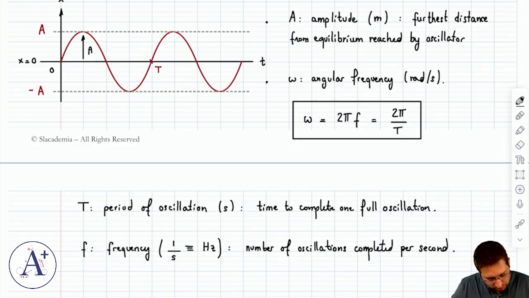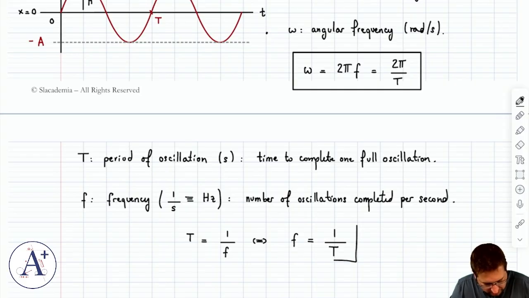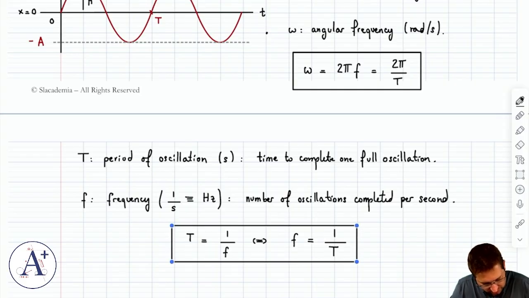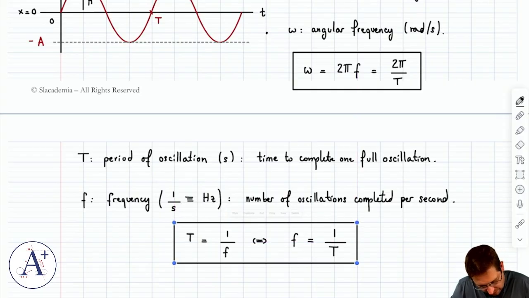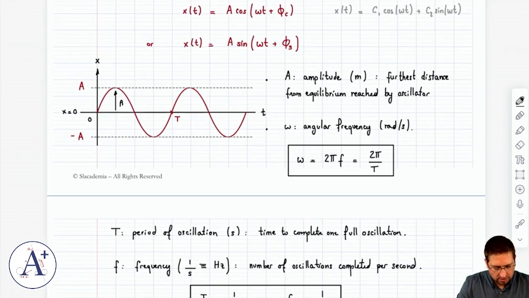Of course, period and frequency are related to each other, where T is going to be 1 over f, or if you prefer, which might make more sense, f is going to be 1, which represents 1 second, divided by T, which is the time it takes to complete one oscillation.